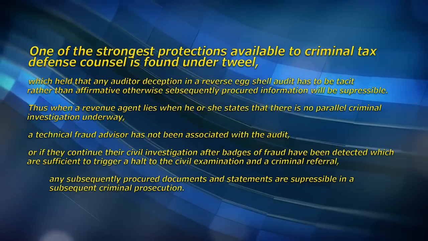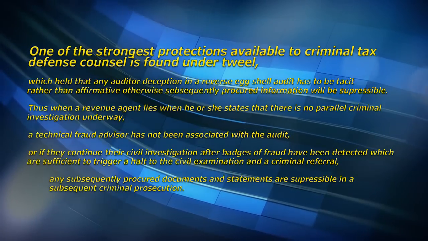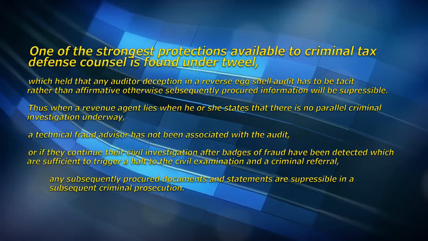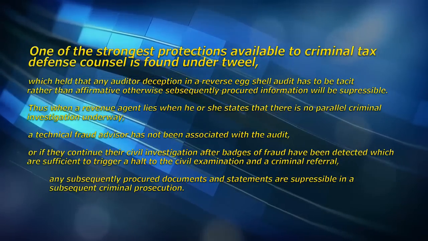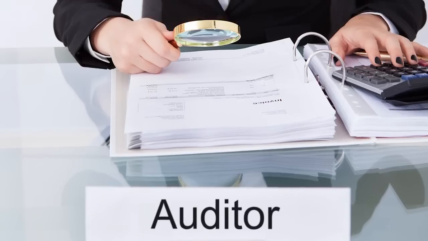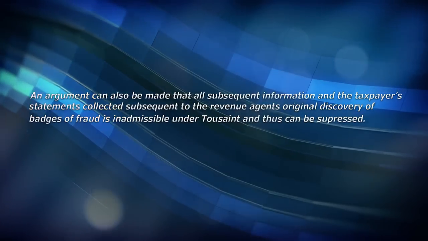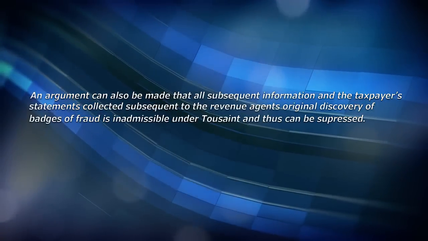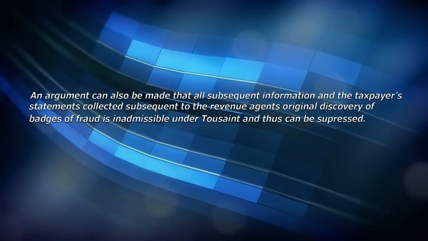So, if a revenue agent lies when asked whether there's an underlying criminal investigation in a straight civil situation, and he says, no, there's no parallel investigation underway, or there's no technical fraud advisor in this case, no, I'm not working with anybody from the Criminal Investigation Division, this action can be sufficient to make that evidence suppressible. These lies by the auditor can be sufficient to make the evidence gained in that civil audit suppressible at a subsequent criminal trial. The next few cases I'm going to discuss that control in this area of law show why practicing in this area is so tricky. You really got to know your stuff.